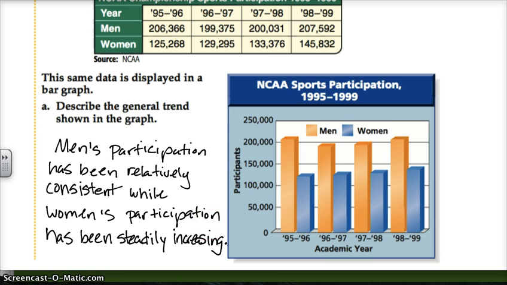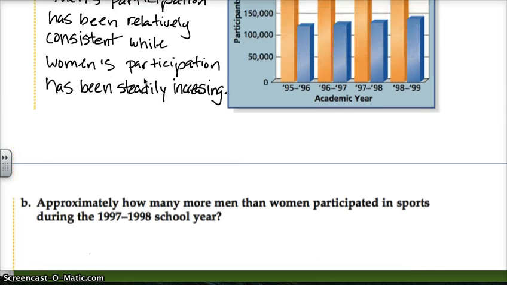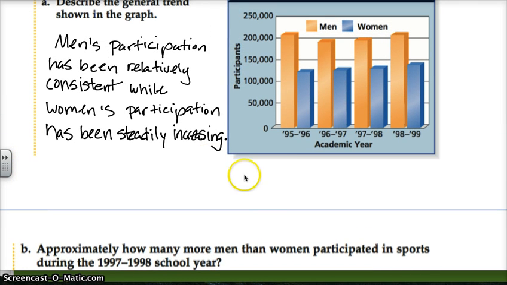Let's take a look at the next portion of this problem. Here in part B, it says approximately how many more men than women participated in sports during the 1997 to 1998 school year. So I'll scroll right back up and take a look at the 1997-1998 school year. I'll check out the approximate values. It looks like the men were at about 200,000.